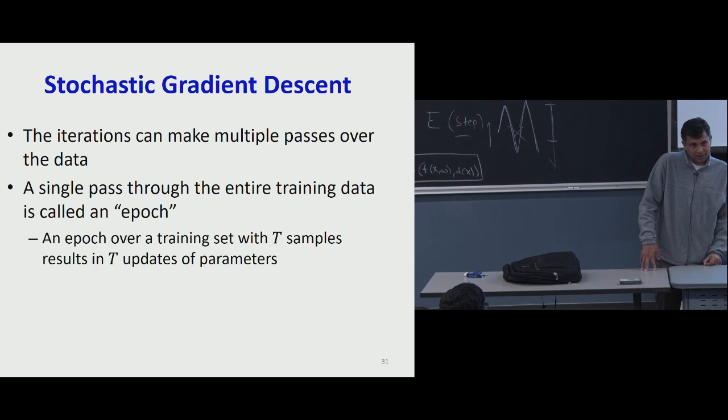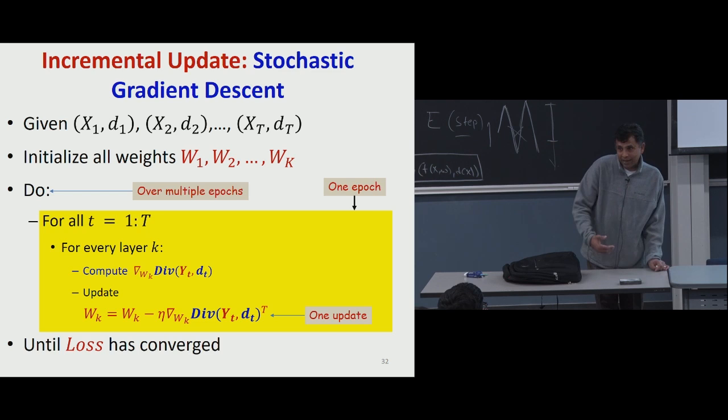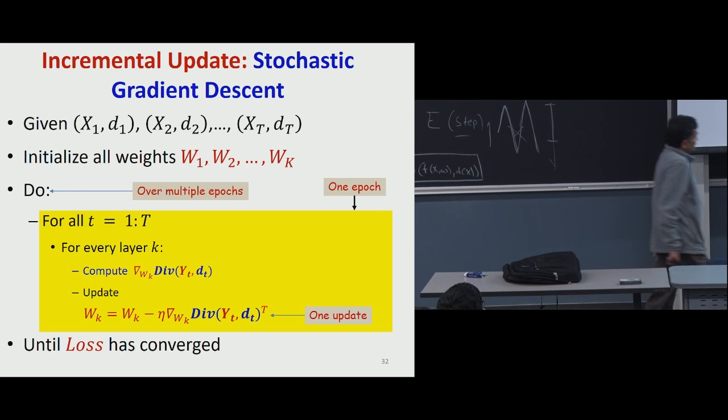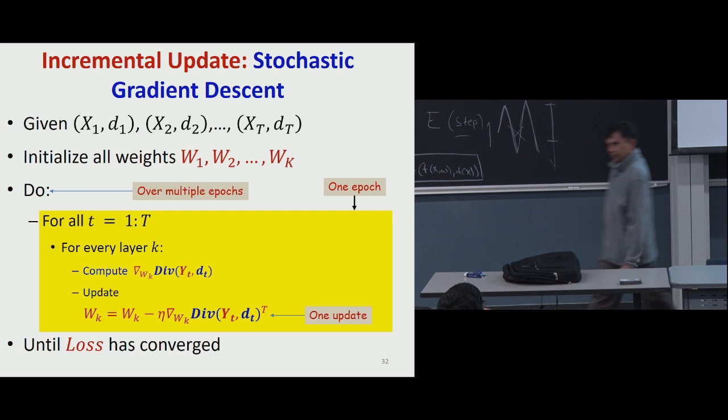So going back to the pseudocode, the outside do is looping over the entire data. So the outside do is looping over epochs. Now the yellow block, the highlighted block, is a single epoch. It's one pass over the entire training data. But within each epoch, you're making t updates to the parameters, right? Now, there's some caveat here. You can't just do it any odd hop. You have to be careful.